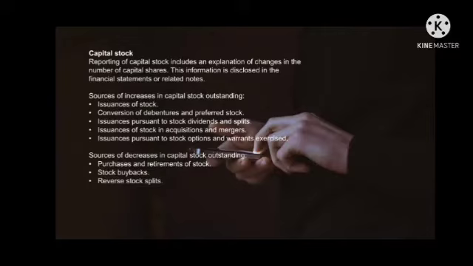Capital stock. Reporting of capital stock includes an explanation of changes in the number of capital shares. This information is disclosed in the financial statements or related notes. Sources of increase in capital stock outstanding are issuance of stock, conversion of debentures and preferred stock, issuance pursuant to stock dividends and splits, issuance of stock in acquisitions and mergers, and issuance pursuant to stock option and warrant exercise. Sources of decrease in capital stock outstanding include purchase and retirement of stock, stock buyback, and reverse stock split.